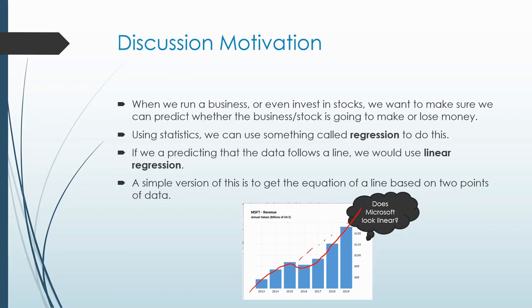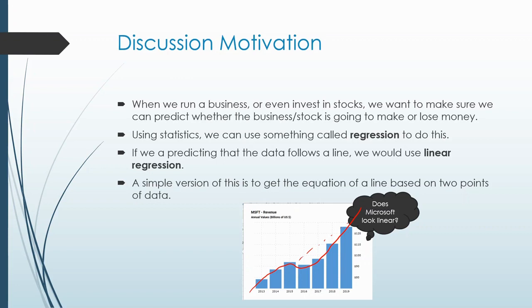So when you're in statistics, you usually do this using something called a regression. And so if you have data that is roughly following a line, you can use linear regression. Now, we're not a statistics class, but we can do a very simple version of this. And so we're going to use real data to get an equation of a line based off of only 2 points. So a linear regression takes in all of the points of data. What we're going to be doing this week only uses 2 points of data. So it's a very simple version.